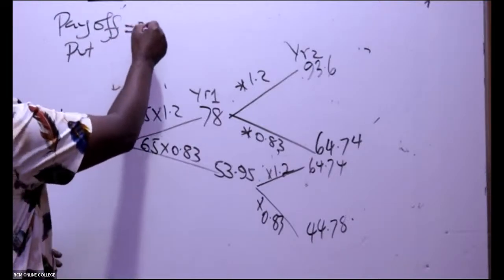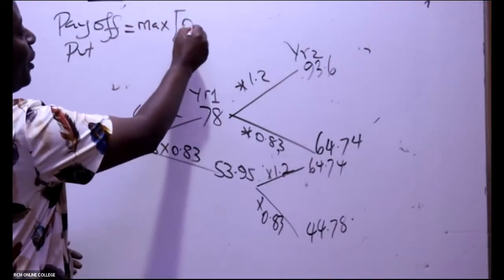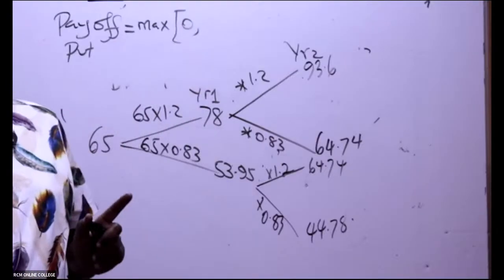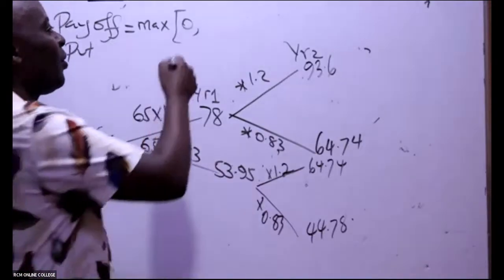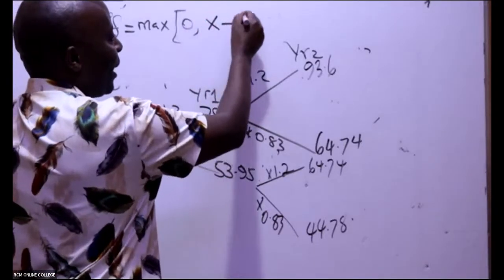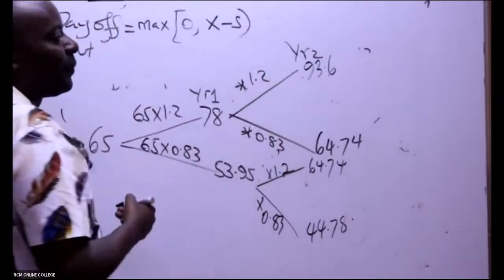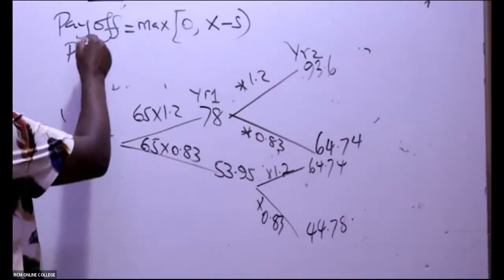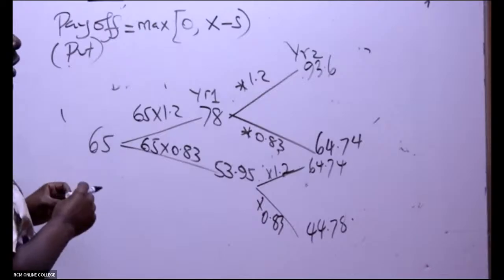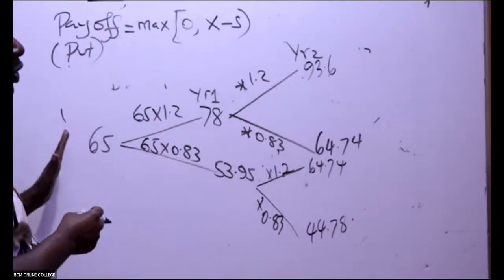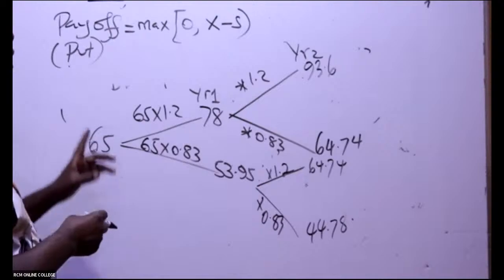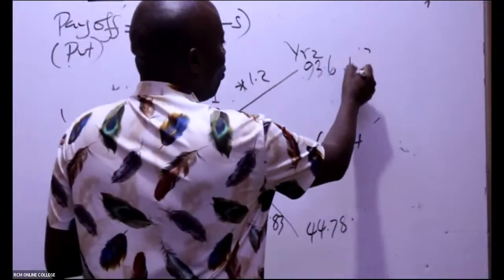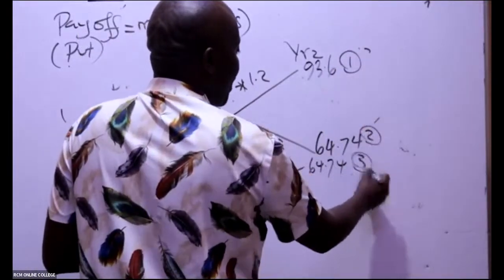So for a put, you will take the maximum of 0, comma, K or X minus S. So for each node, you are going to give us our payoffs for our put option. And how do we get these payoffs for each node? It's very, very easy to get payoffs, ladies and gentlemen. You're going to have your nodes, and these nodes are 4. There are 4 nodes. So we have node 1, node 2, node 3, node 4.